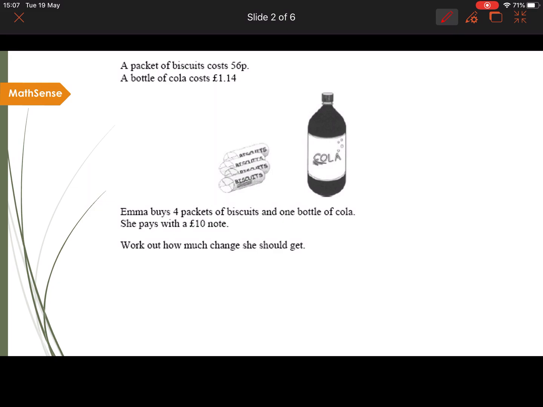Now, the first thing I need to do is work out Emma's total bill. If she buys 4 packets of biscuits, and biscuits cost 56p per packet, the first thing I'm going to need to do is work out what 4 times 56p is. There are many ways that we can do this: column method, grid method. I'm going to chunk 56 into 50 and 6, and do them separately and then put them together at the end.